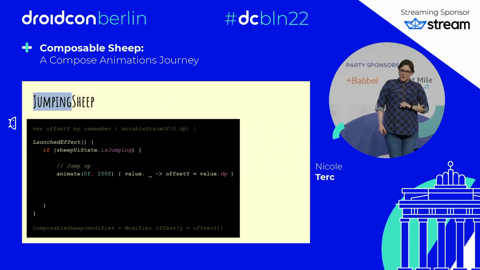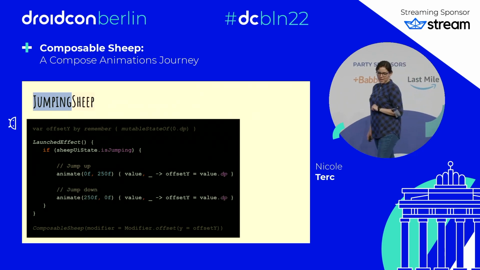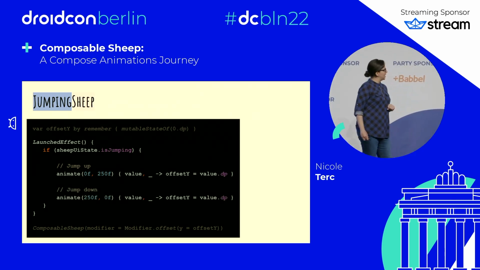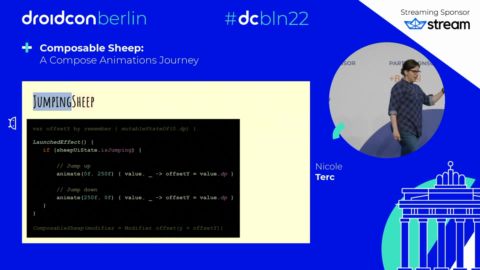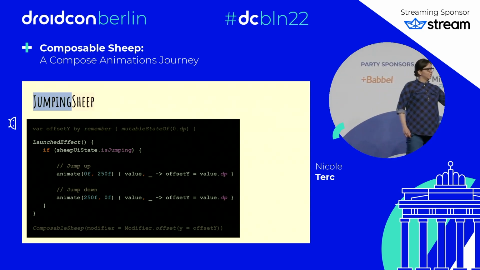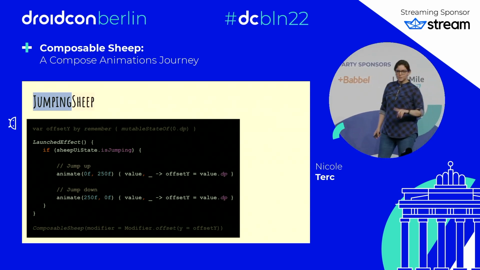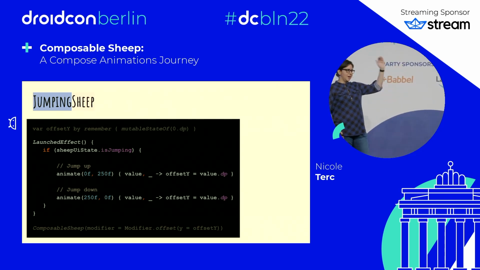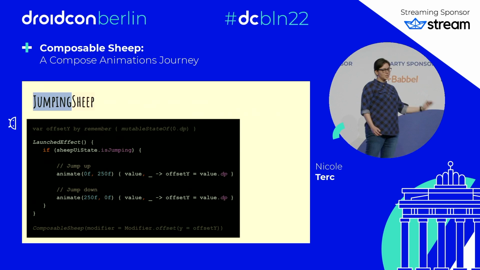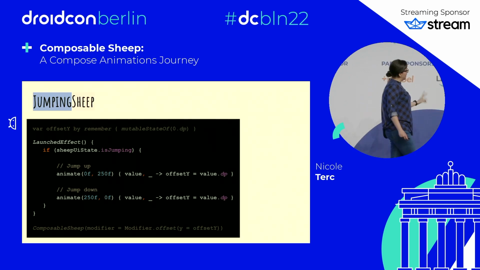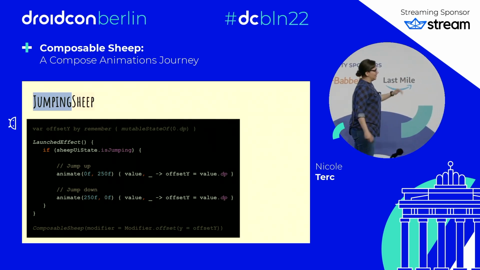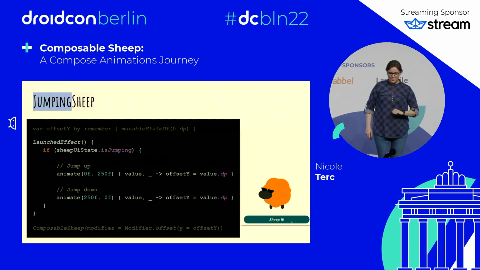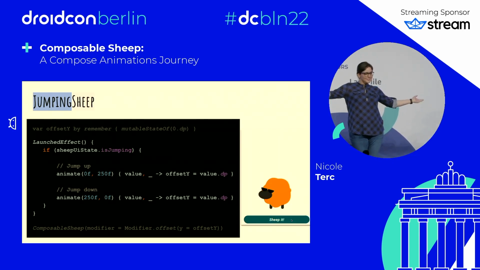And every jump up needs to go hand in hand with a jump down. So we just add that again. If you see, it's basically the same. I'm just inverting the initial and target values here. Remember that coroutines are sequential. So this jump is going to first start with a jump up, and when that finishes, it's going to go to the jump down. And just by those 4 lines of code, you have a jumping chip.